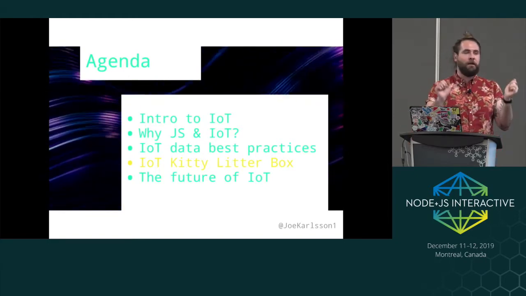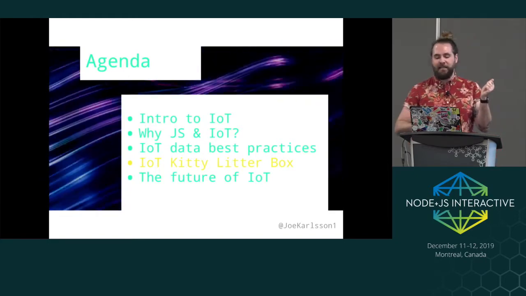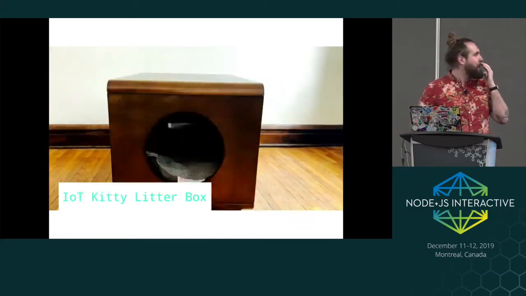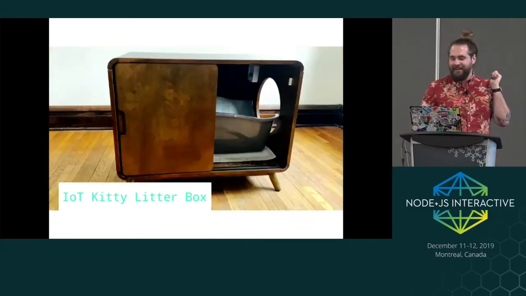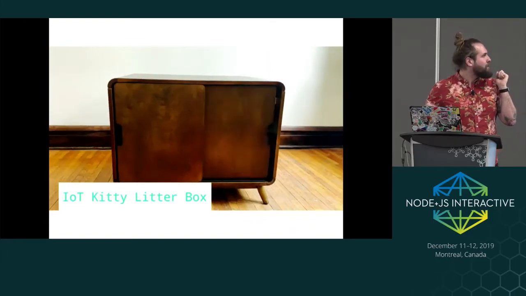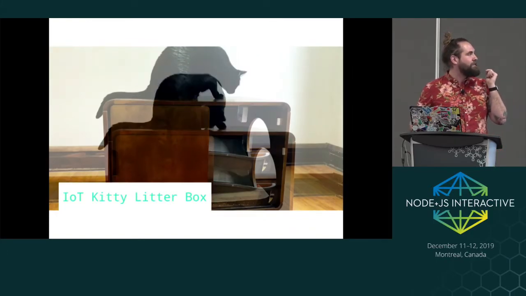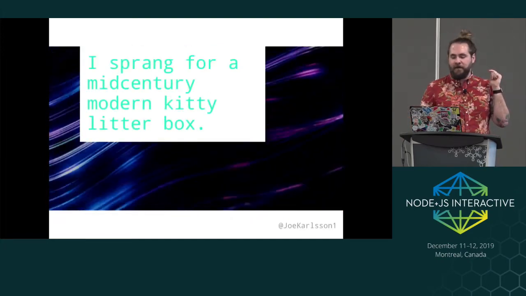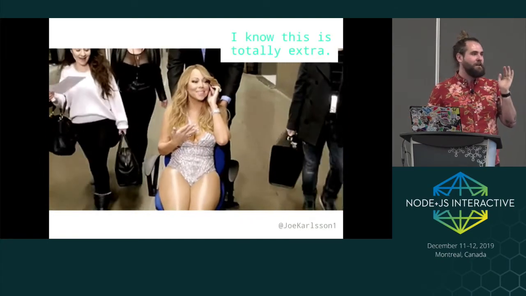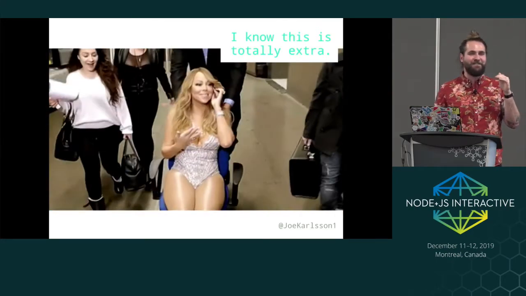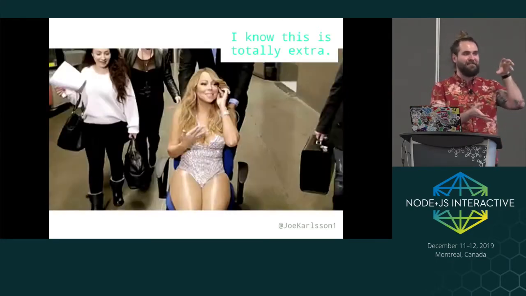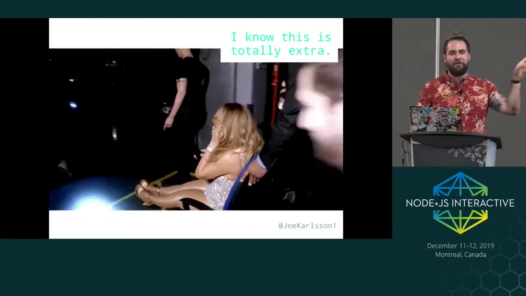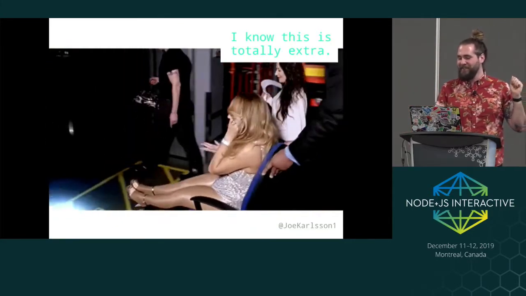This is my favorite part, IoT kitty litter box. So let's jump into some practical code. I built an IoT kitty litter box. And that's my cat jumping on the box at the very end of that clip. I sprang for a mid-century modern kitty litter box. I'm aware that this is extra. You can buy a just $20 thing on Amazon, just a little closed covered thing. No problem. But it's worth it. So I went a little extra for it.